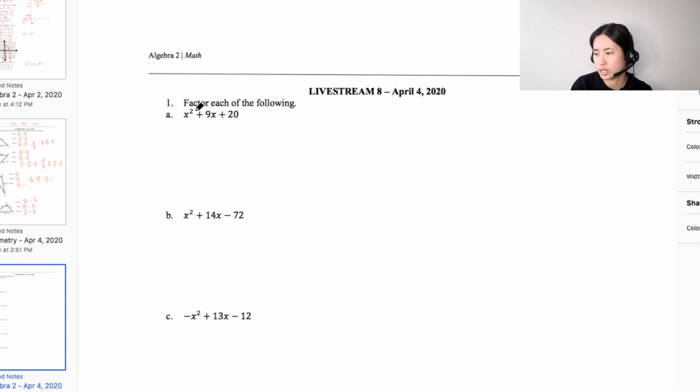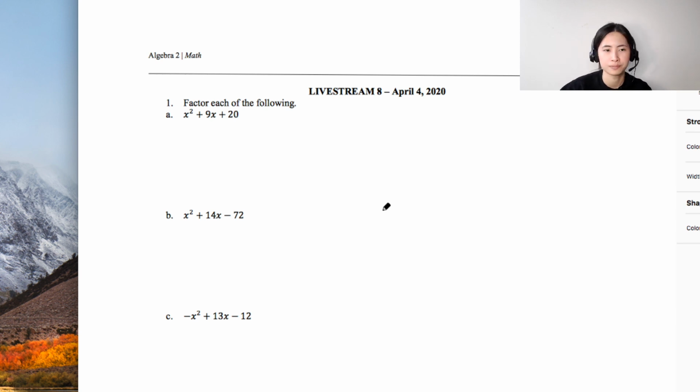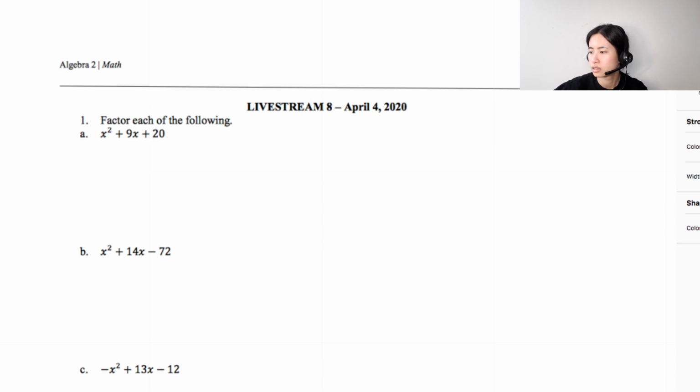Okay, so let's start with this question. We have x squared plus 9x plus 20. Anytime you want to factor something, let's start with the basics. This coefficient is actually 1, so we know that a is equal to 1. There is a difference when you're trying to factor a quadratic equation, and this is a quadratic equation. There is a difference between factoring when a is equal to 1 and when a is not equal to 1, because it's two different techniques.